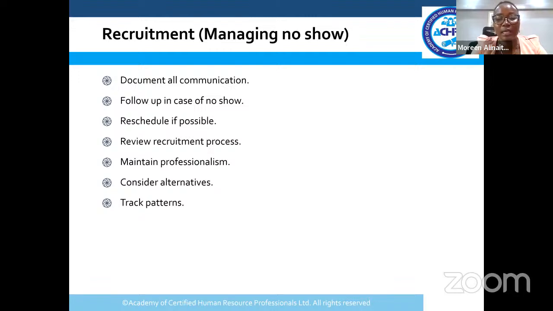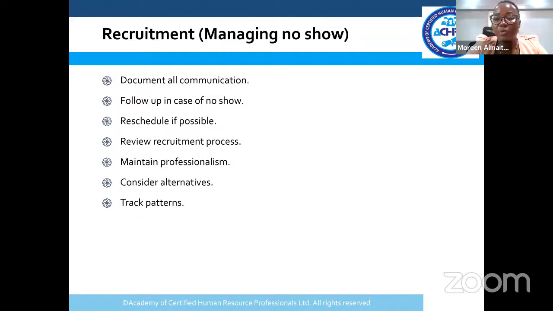That brings us to the second step. You follow up in case of a no-show. If you did not communicate in the first place, you cannot follow up on the failed recruitment, on the failed show. Now, how do you follow up? If a candidate does not show up for an interview, reach out to them promptly to inquire about the reason why they did not come.